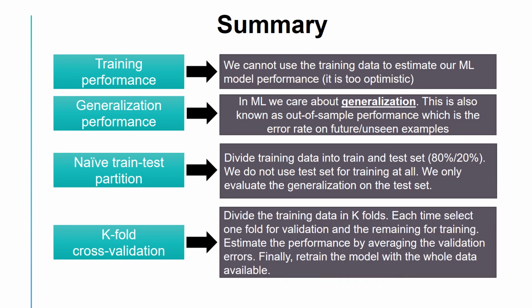Here, we divide the training data into k folds. Each time, we select one fold for validation, on which we compute the error, and the remaining k-1 folds for training. After training our model k times with the training folds, we can take the average error to obtain an estimate for out-of-sample performance. Finally, we retrain our model with the whole dataset to get the best tunable function.